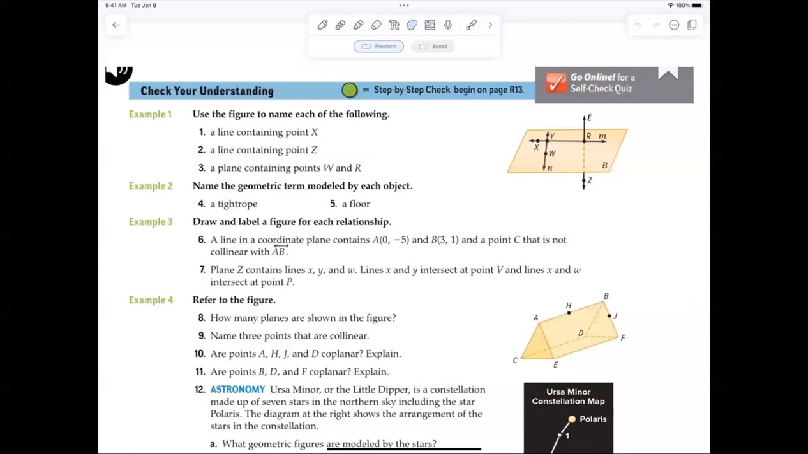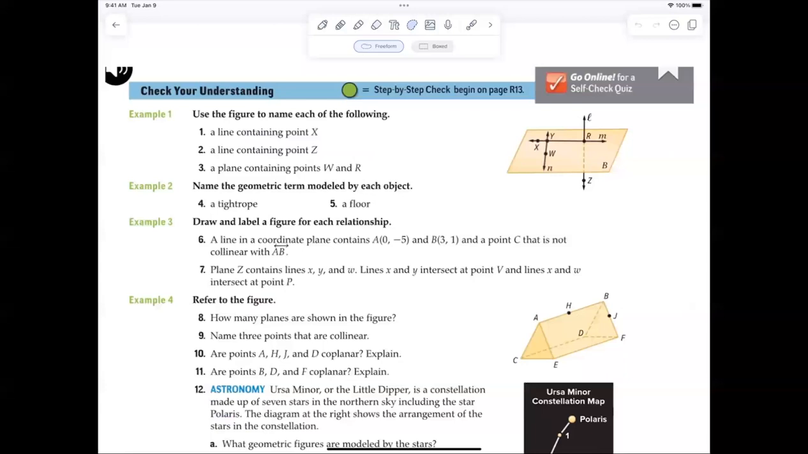A line containing X. What would we call that? Anybody else? Line segment? Like X would be the one? No, you're naming the figure, guys. Line X. Line XM, not YM, that's close. XM, not X.